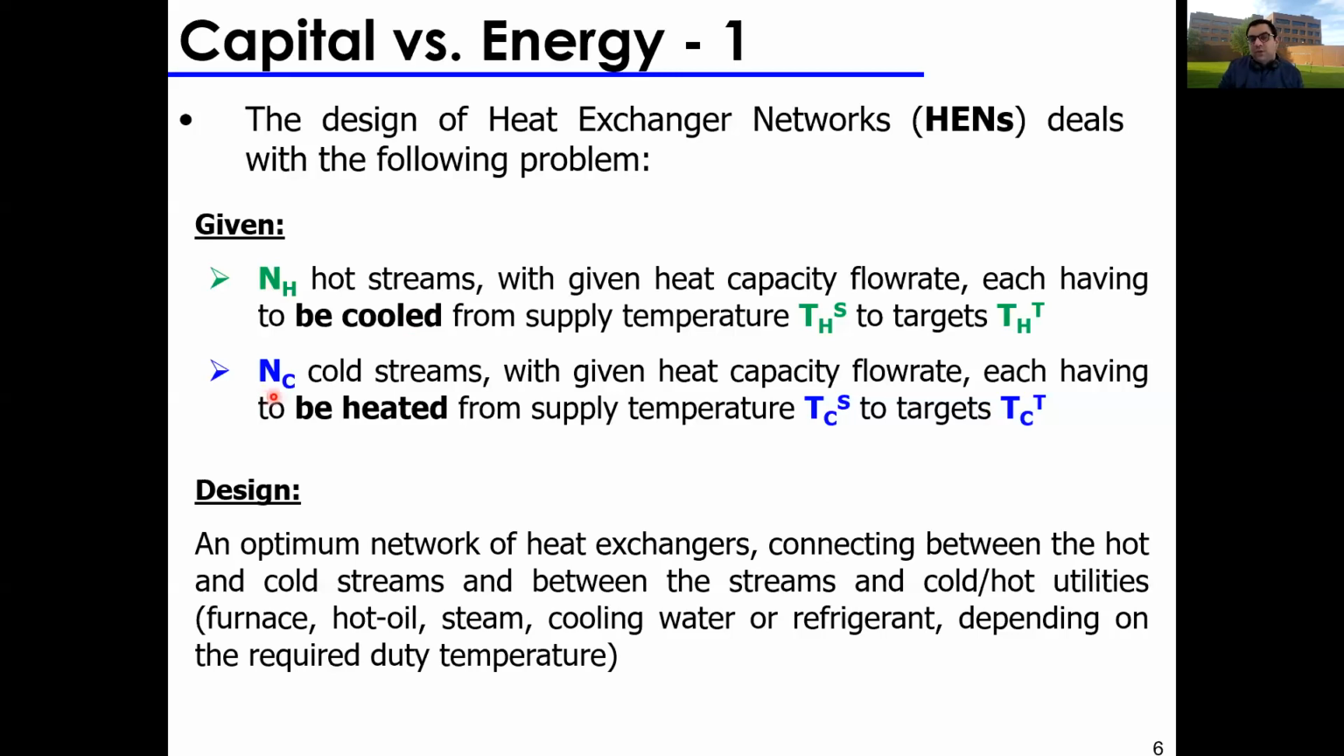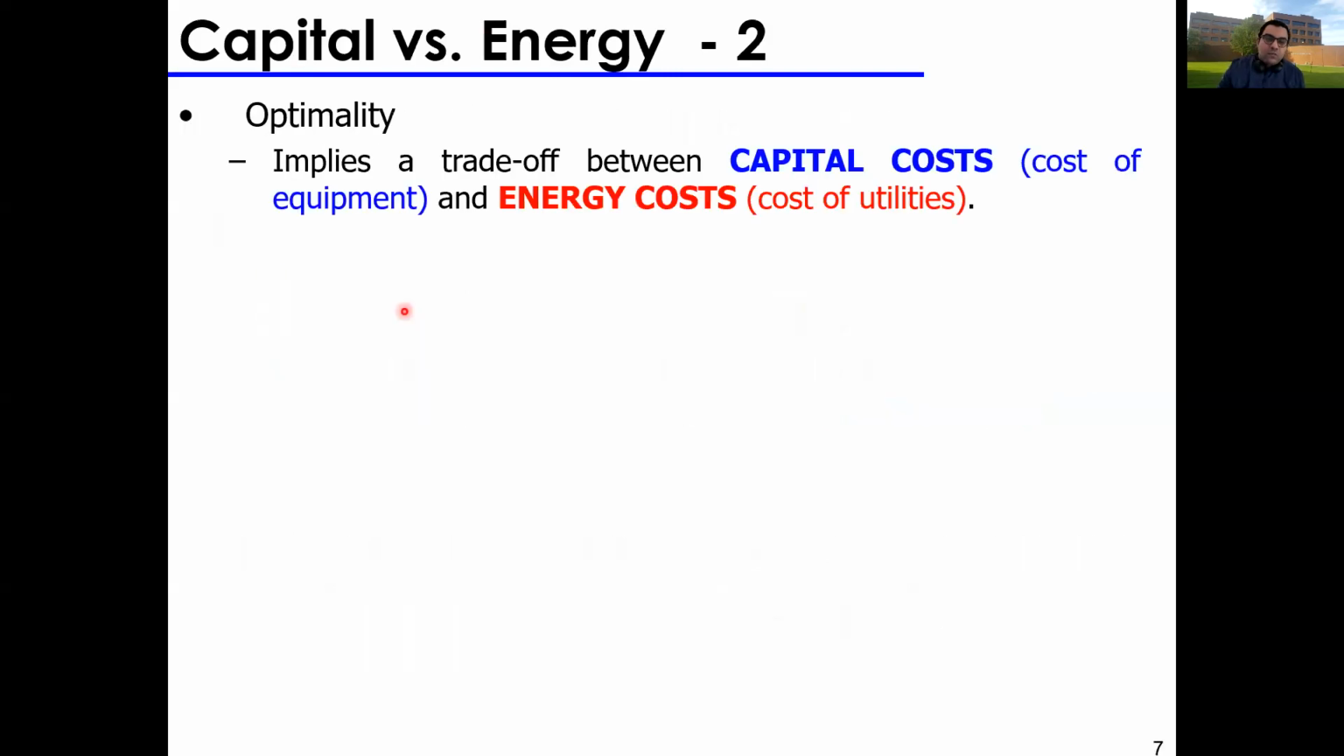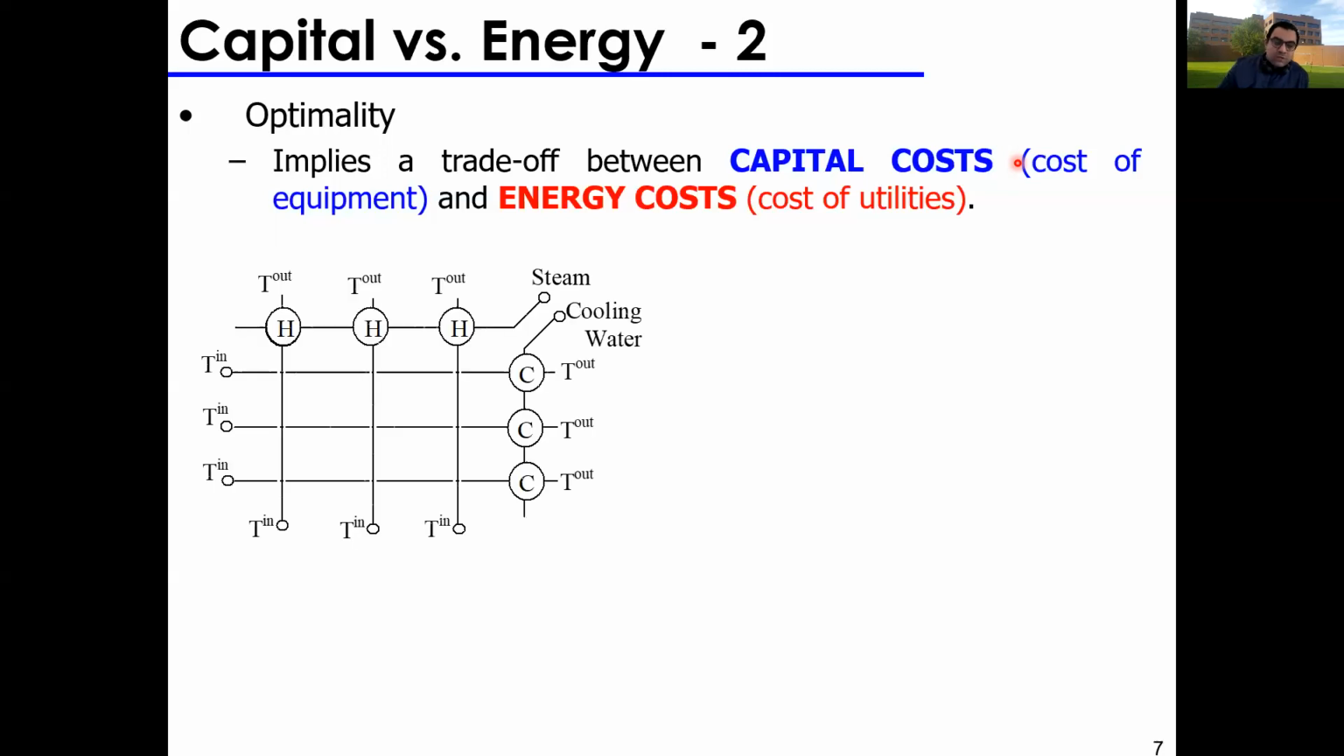So there's always a trade-off when doing these things, right? And the trade-off in this case, you see it at the top of the slide here, capital versus energy, which is money versus how much energy I can actually recover from these streams. There's an optimal point, and this implies a trade-off between the capital cost, which is the cost of equipment, versus the energy cost, which is the cost of utilities, or how much energy I need to buy for my process.